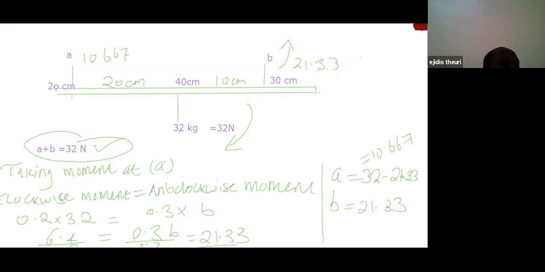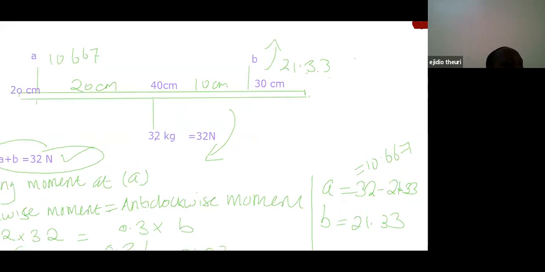You can get a book like KMF or any other revision book with questions on turning effect of a force. Despite the challenge, at least you have done something.